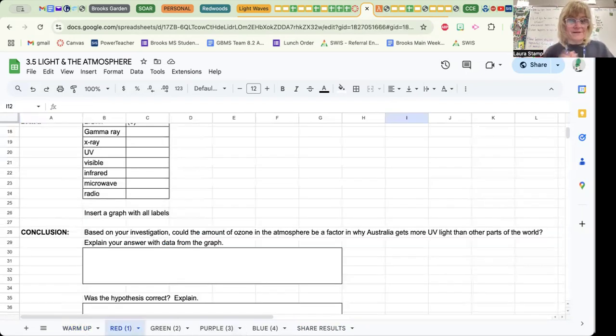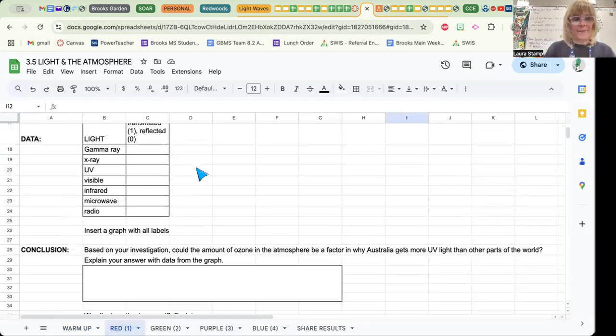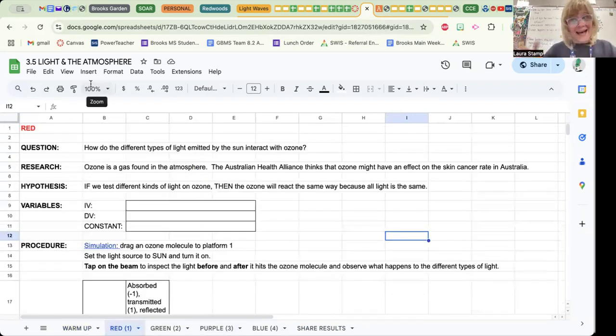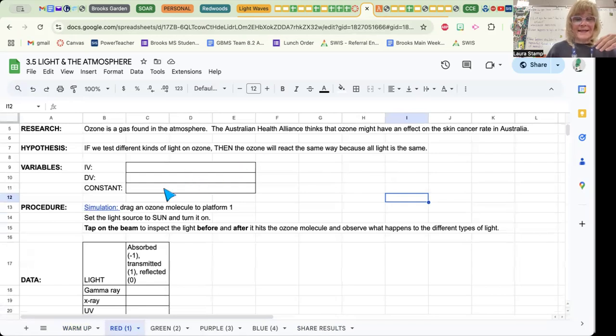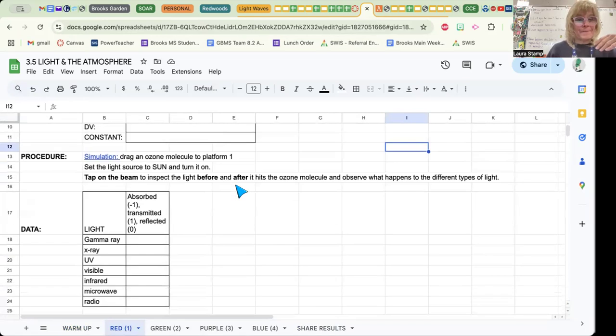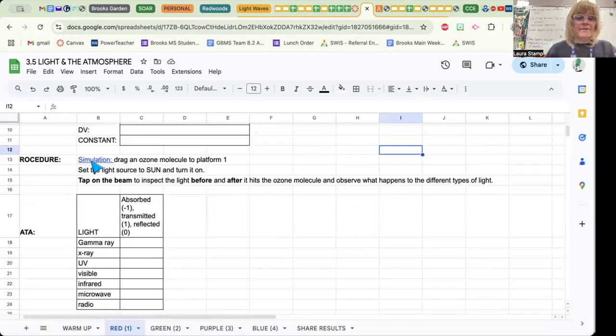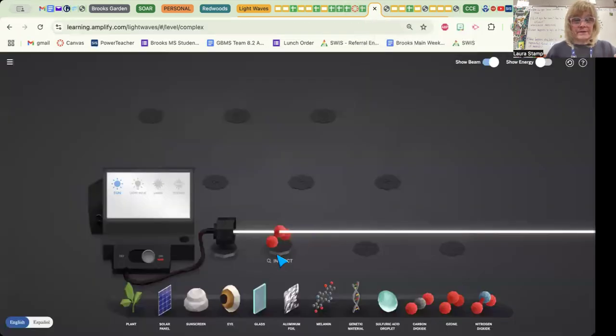So let's look at this. Here is the red tab. Red, as all of them, you start with the question. You read the research, you read the hypothesis, you identify the variables, okay? Then you open the simulation and it says drag an ozone molecule to platform 1, turn on the sun. And I just want to show you how to do this, okay? So here's your ozone molecule. I've turned the sun on.